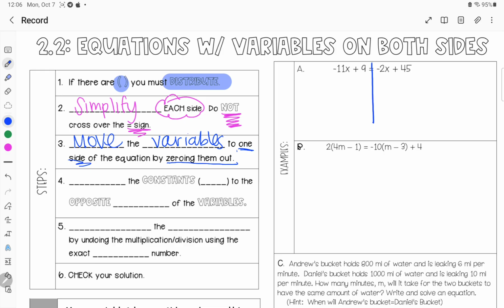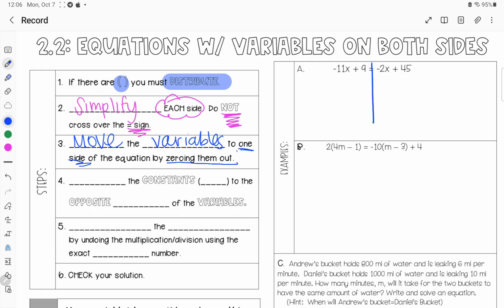So for example, pretend this side was not here. All I'm looking at is negative 11x plus 9. Is there anything I can put together with negative 11x plus 9? No. So then I look at the other side. On the other side, I have negative 2x plus 45. So we have two different expressions, an expression on the left and an expression on the right, and we're seeing, is there anything on the left I can put together? No. Is there anything on the right I can put together? No. So my simplified each side, I've already done because there's nothing to do.